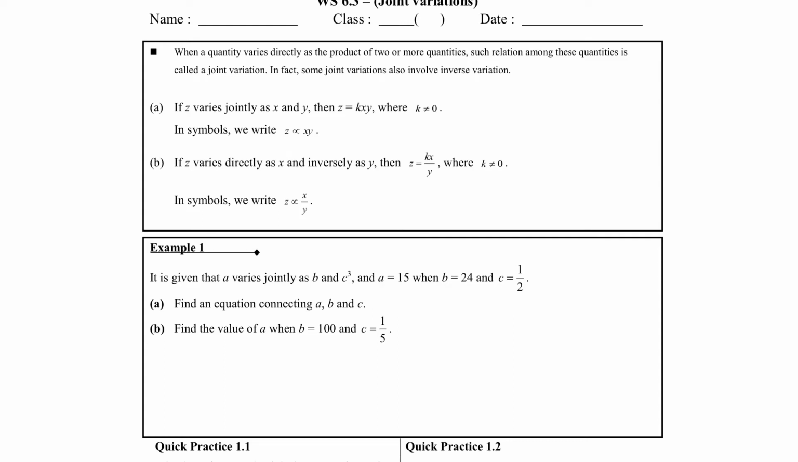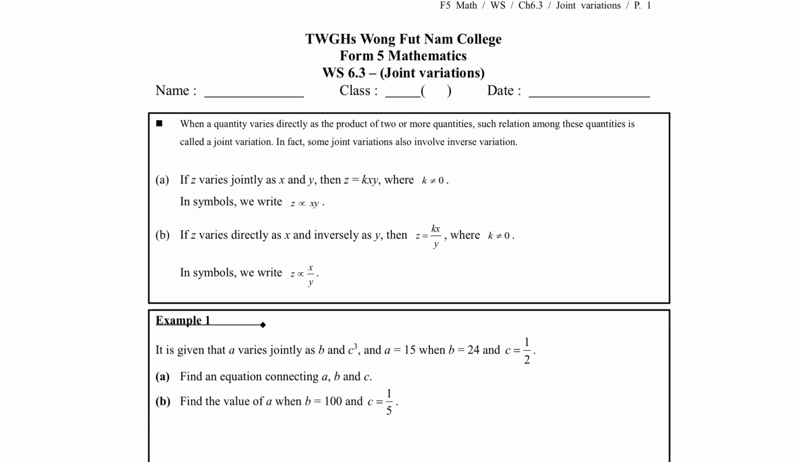Hi, today we will talk about joint variation. So let's look at the definition of that. When a quantity varies directly as the product of two or more quantities, we call it joint variation. It doesn't matter whether it's direct or inverse variation, they can also be included.